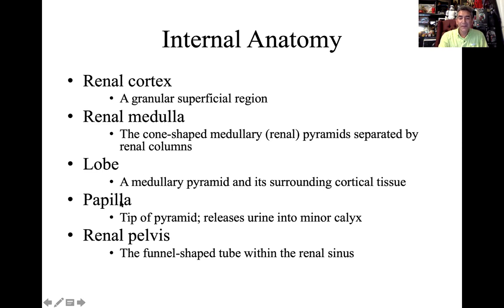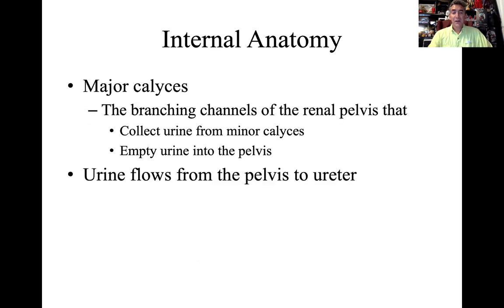Lobes, papillae and a pelvis. And if you can imagine a pelvis, like where if you're going to do crunches or sit-ups, that flexion point, so that's the pelvis. We're going to have minor calyces and major calyces. They collect urine from the minor calyces, which merge together to form the major calyces. And then finally the pelvis to the ureter.